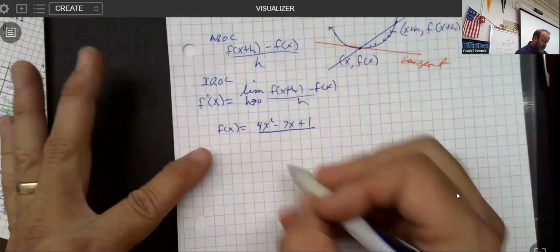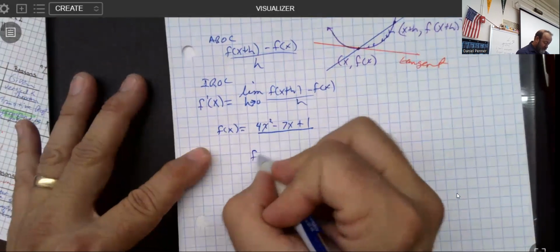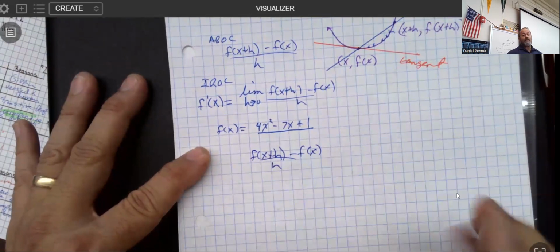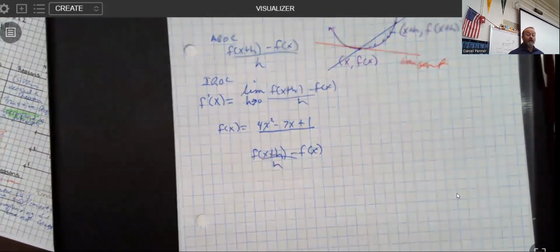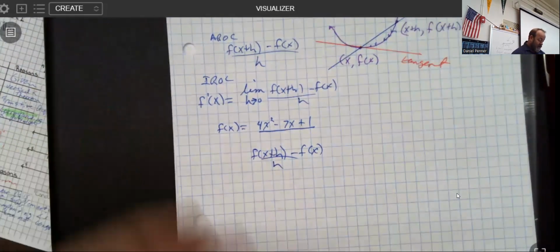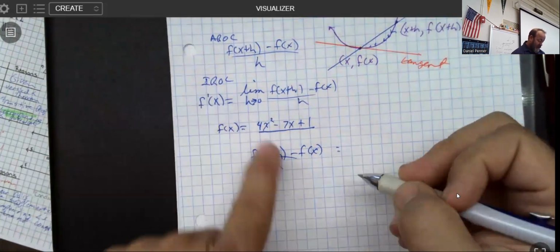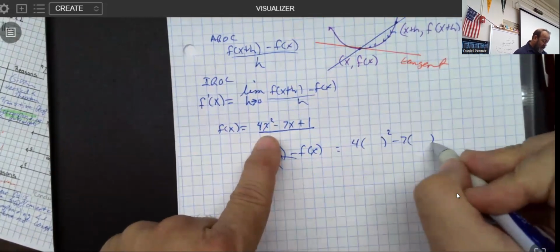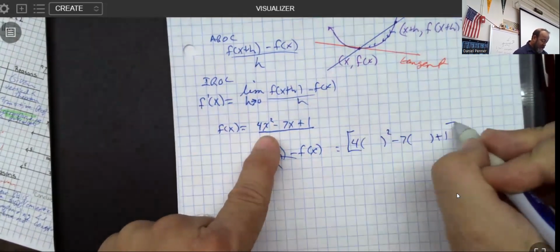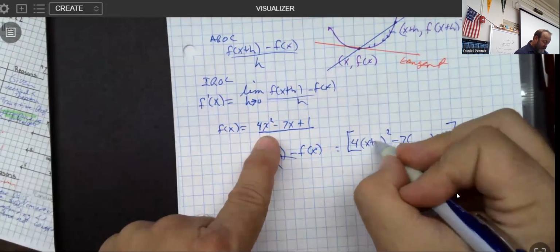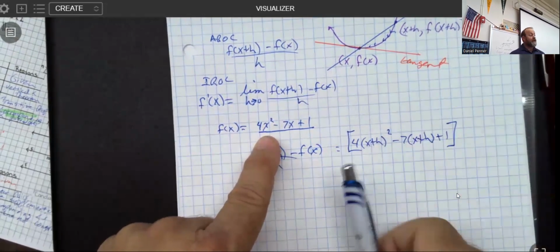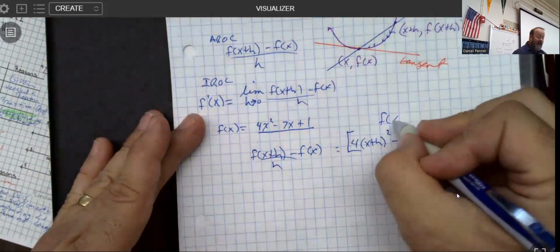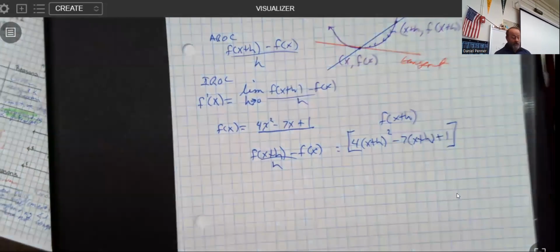So the first thing that we do is we're going to do f of x plus h minus f of x all over h. And I will tell you, this is something that I kind of did struggle with when I was in high school, is that you're going to take f of x, which is 4x squared minus 7x plus 1. And all of this stuff is f of x plus h. So everywhere where we had an x, we're going to replace that thing with x plus h. All of this is that f of x plus h. That looks horrible. It really does.